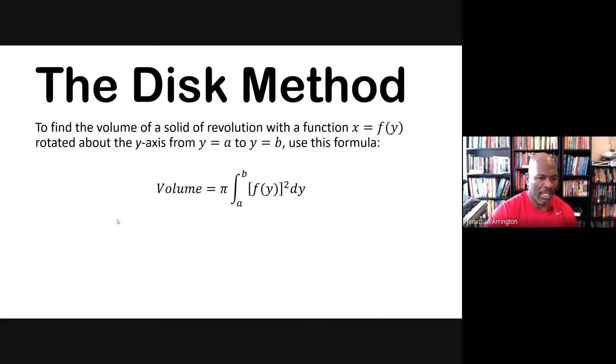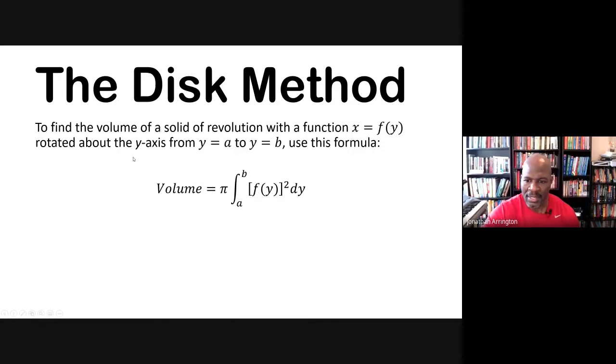So let me just read what this says. To find the volume of a solid of revolution with a function of x equals f of y, rotated about the y-axis from y equals a to y equals b, use this formula. And it's pi times the integral from a to b of f of y squared dy.